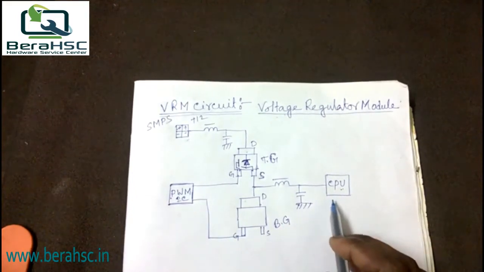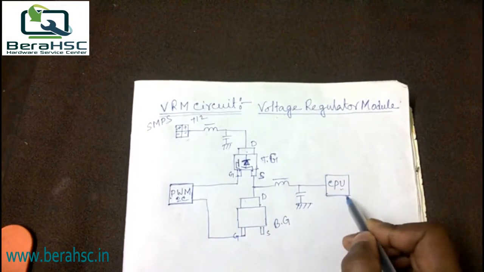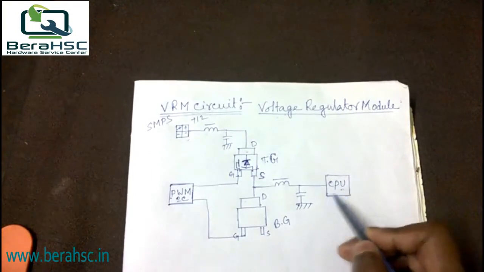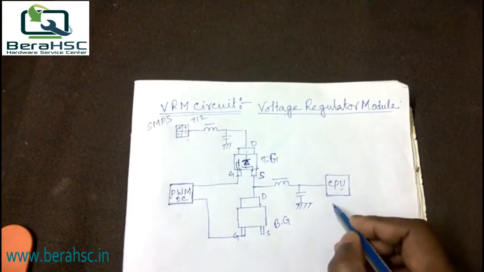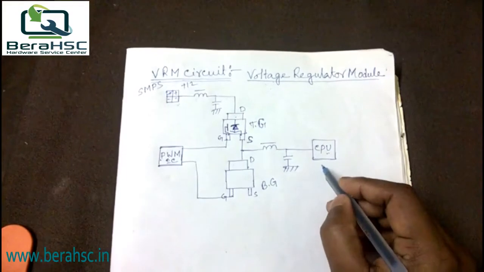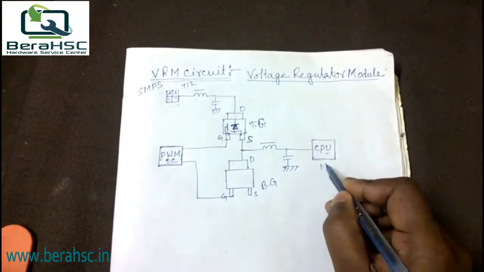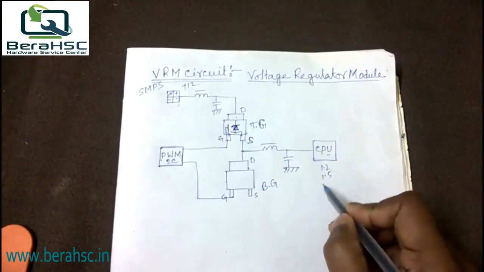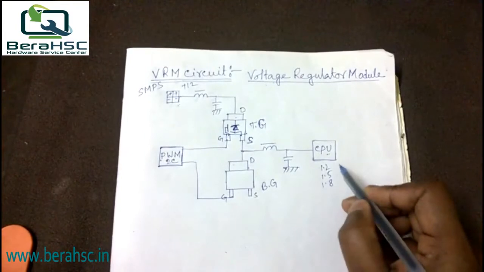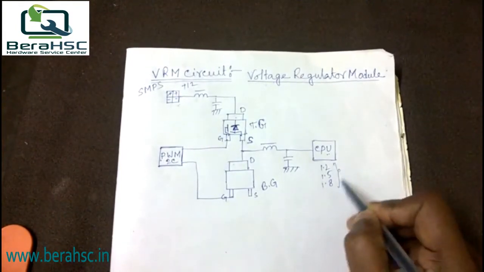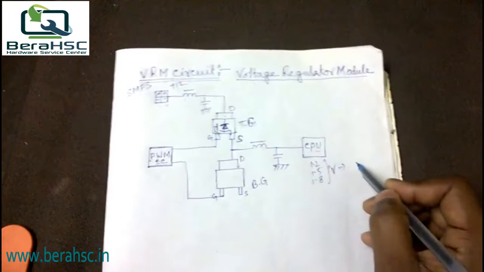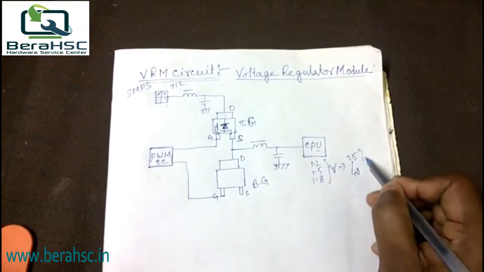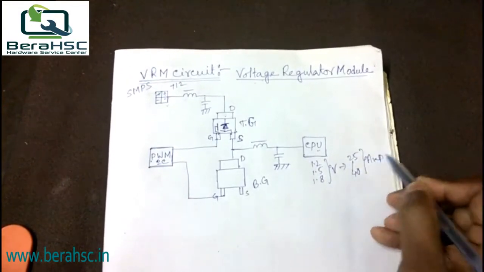So friends, different kinds of CPU require different kinds of voltage. Like that, some CPUs require 1.2 volt, some CPUs require 1.5, 1.8 volt, and the required ampere is very high, 25 to 40 ampere is required.